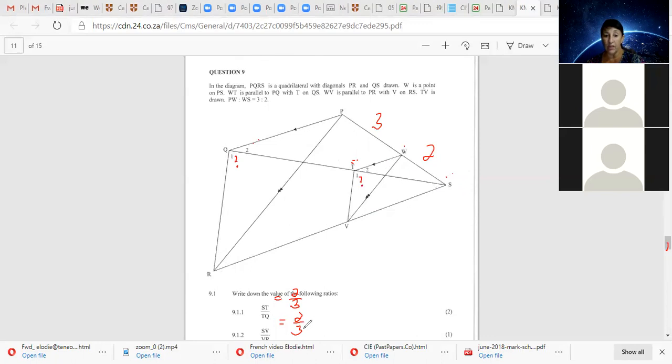It was 2 to 3. And what is ST to TQ? It was also 2 to 3. So yes, these two are parallel. And therefore you have corresponding angles. So that equals that.